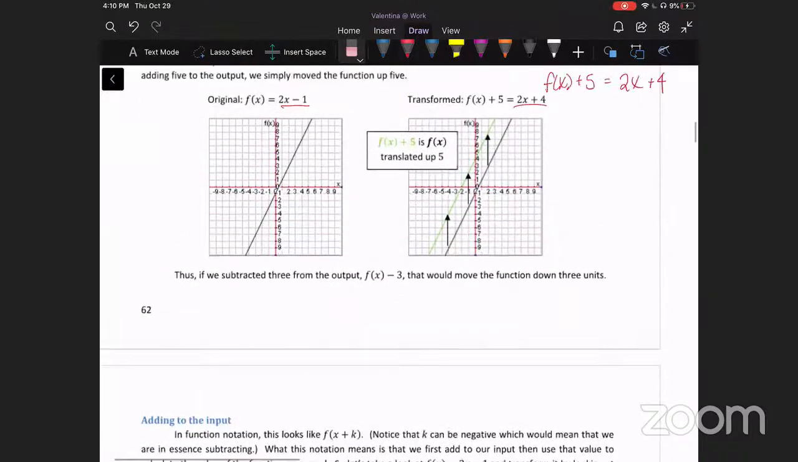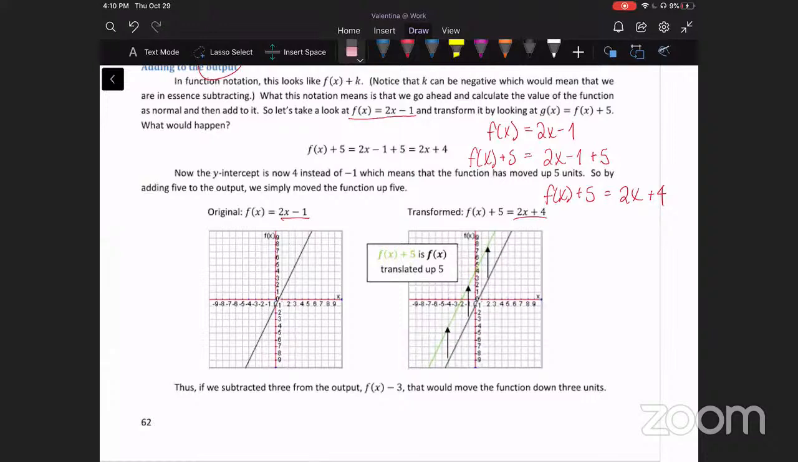So let's go down. Now they're saying if, instead of adding, you subtract, then you would basically have the opposite happen. Instead of moving up, you would move down. So if you add 5, you would move 5 units up. And if you subtract 3, you would move 3 units down.